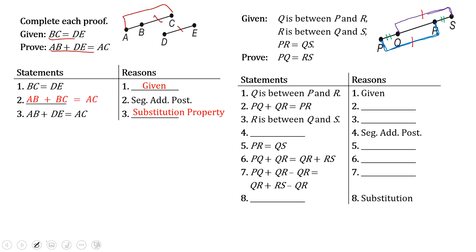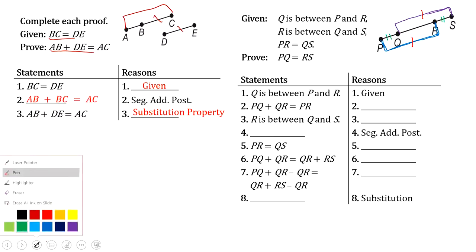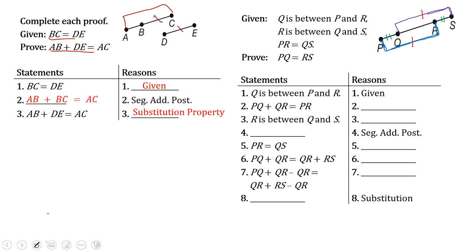So we start off with our given statement. Q is between P and R, that's a given. So then we go to the next thing, we have PQ plus QR equals PR. So again, that's our segment addition postulate. That's what we're doing. PQ plus QR is going to equal PR. Now we're told R is between Q and S. Again, that's another given. So then we have another segment addition postulate. So they're obviously looking for QR plus RS equals QS.